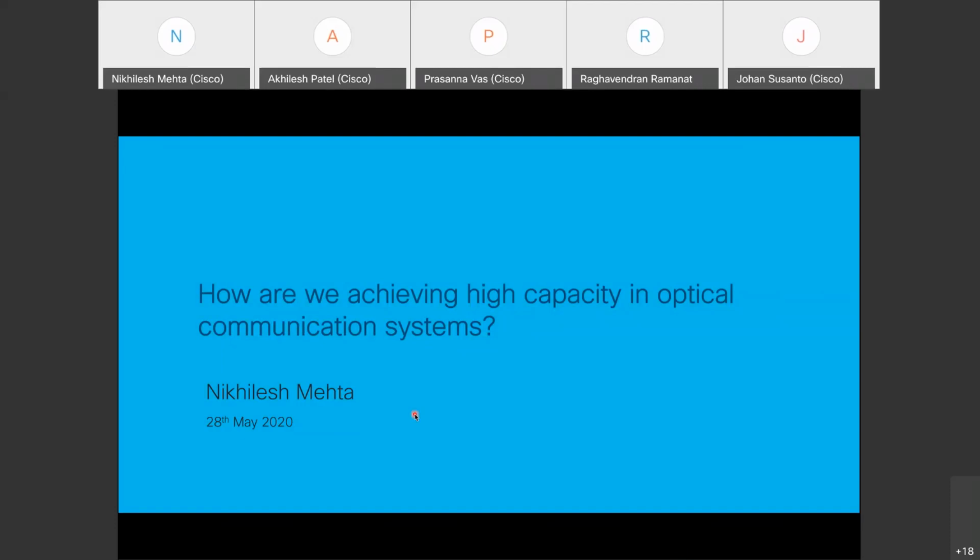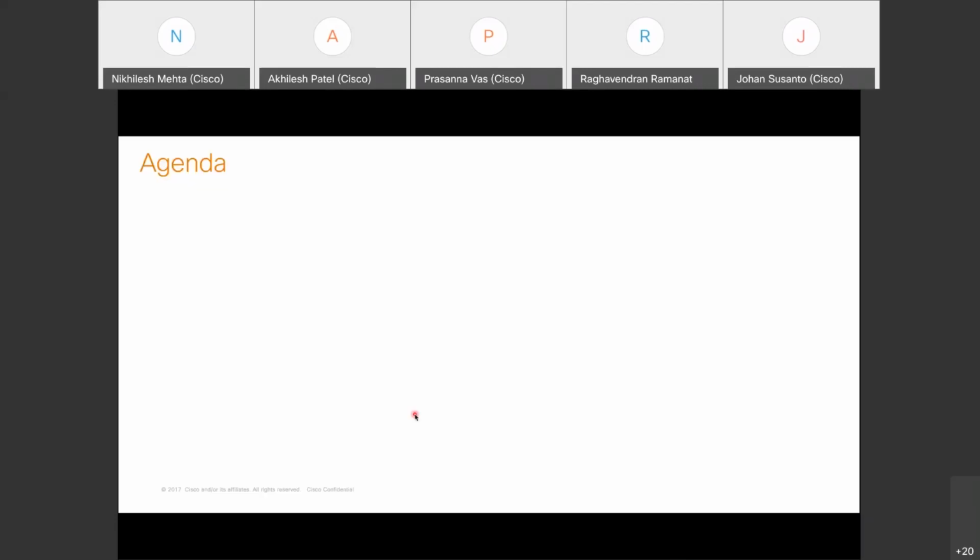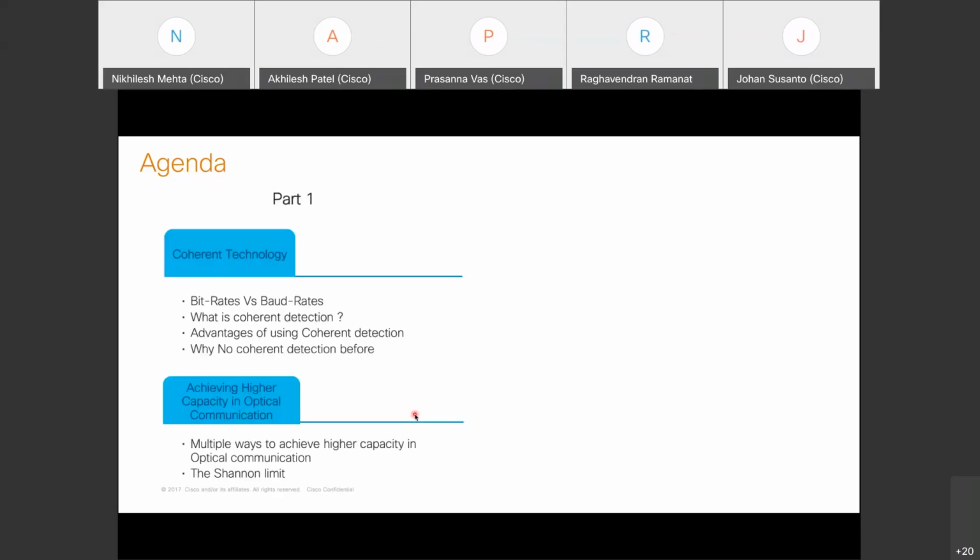So, today's session is about how we are achieving high capacity in optical communication systems. So, let's start. Let me go through the agenda of today's session. There are two parts in this presentation.